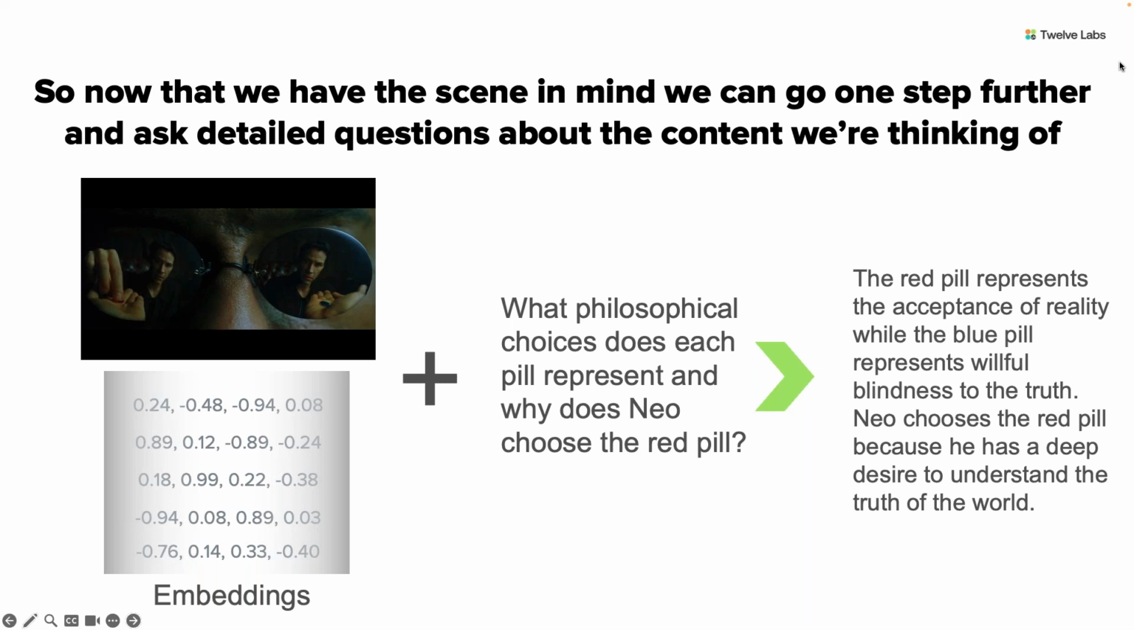I can maybe ask something like, what philosophical choices does each pill represent, and why does Neo choose the red pill? Now I have to take into account that memory I've retrieved, the additional sort of instructions that have been given, plus all the context that I have around those instructions that may be relevant to sort of answering that request. And then we might get some output like this on the right-hand side. And this is just in the form of text, but it can really be anything.